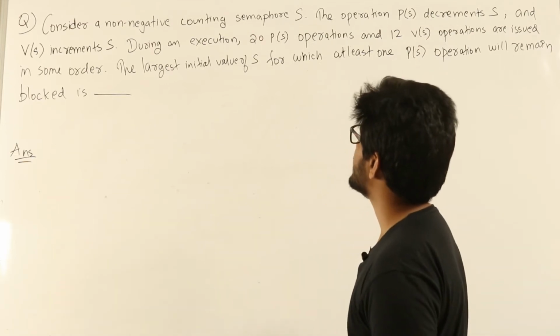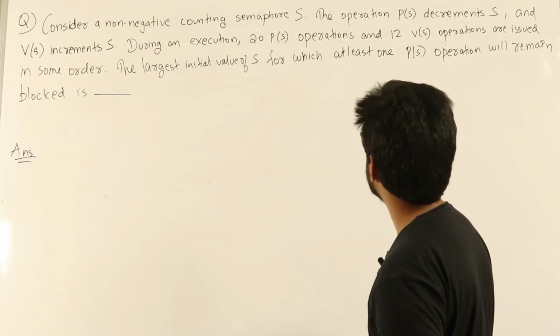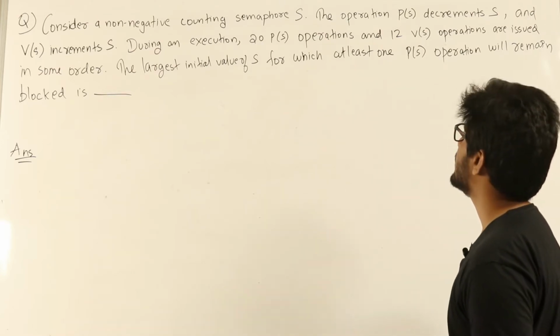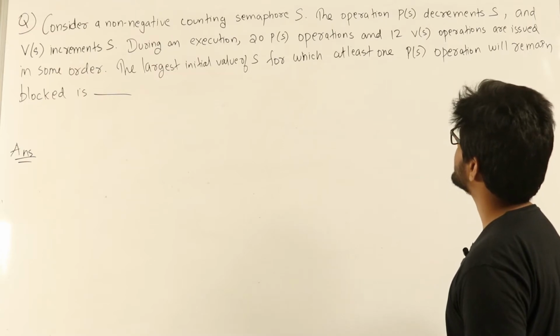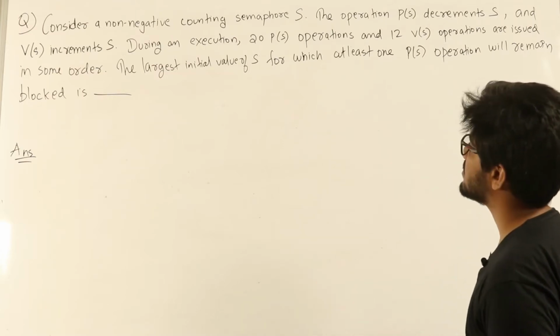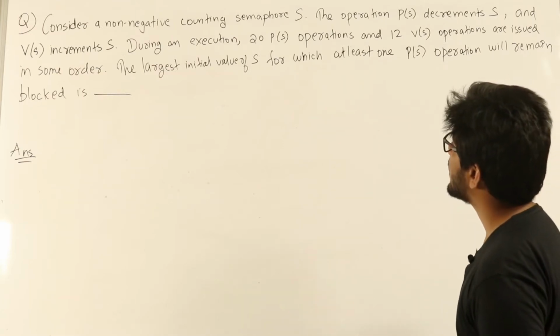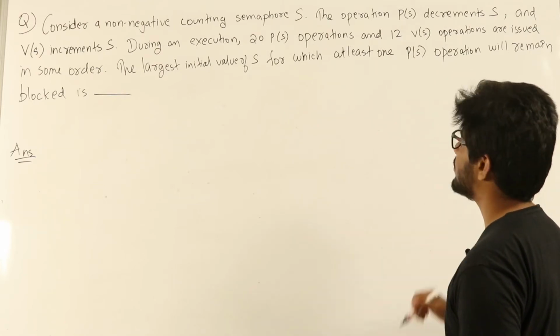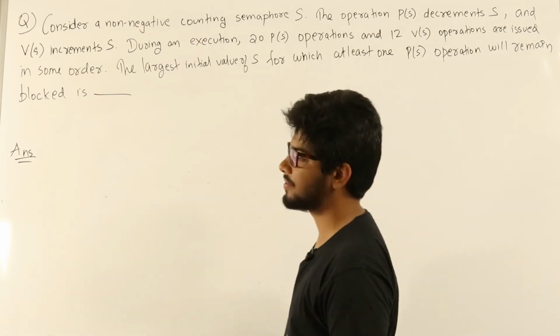Consider a non-negative counting semaphore S. The operation PS decrements S and VS increments S. During an execution, 20 PS operations and 12 VS operations are issued in some order. The largest initial value of S for which at least one PS operation will remain blocked is dash.